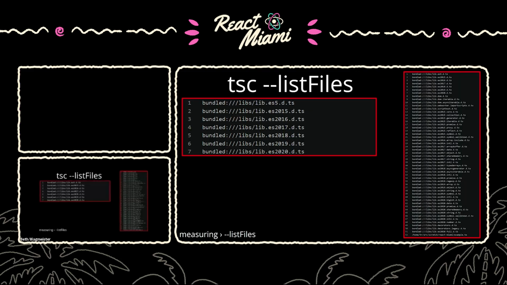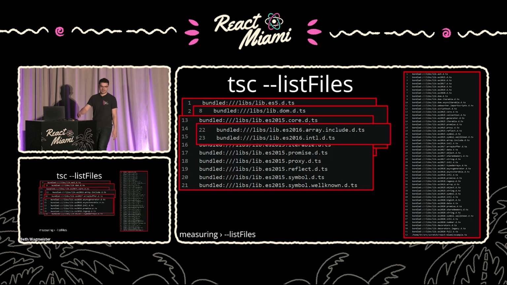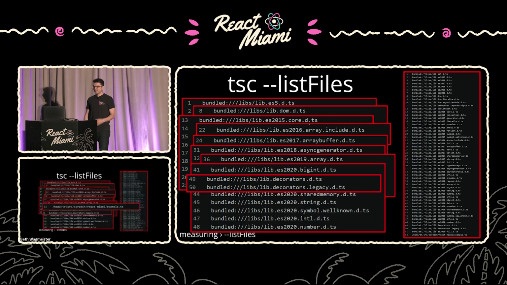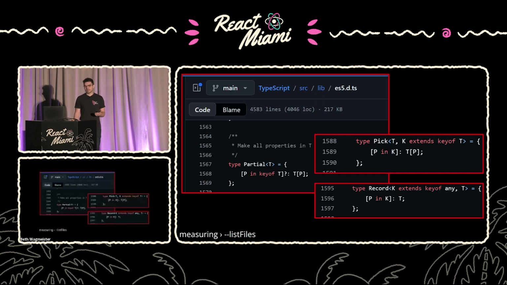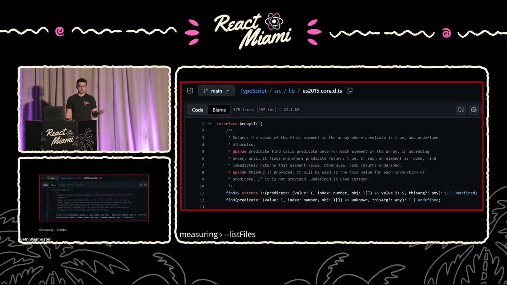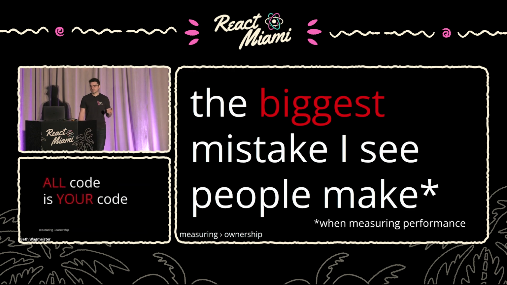It's got the ES5 types, the DOM and web worker types, the types for ES 2015, 16, 17, 18, 19, 20. We got the decorator debacle in there. And then finally, our single source file. So these files contain TypeScript utility types like partial, pick, and record, and definitions for things in the JavaScript standard library like array.find. But this concept is something that's actually really fundamental as a misunderstanding that I see people have when they're measuring the performance of their code base.